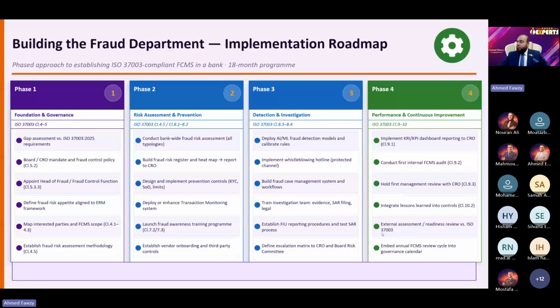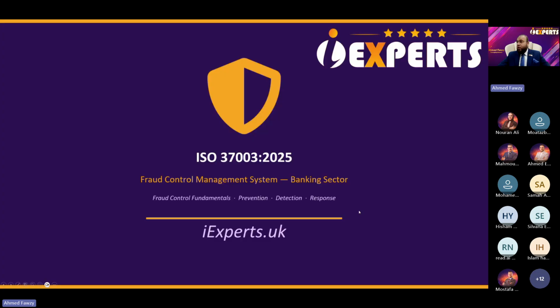Show this for them in the upper management. So we can call this the implementation roadmap in these 4 cases.